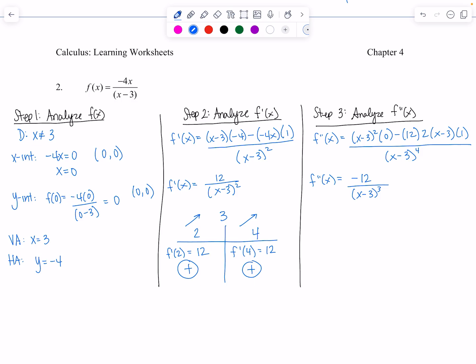Okay, so now we have a partition number still at 3. So again, we'll check 2 and 4. Our second derivative at 2 will give us negative 24 over 2 minus 3 cubed. So negative 24 over negative 1 is positive. And then our second derivative at 4, negative 24 over 4 minus 3 cubed, negative 24 over 1, negative 24. Okay. So we have concave up, concave down.